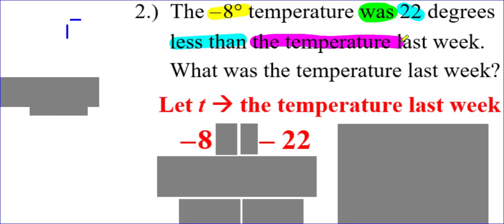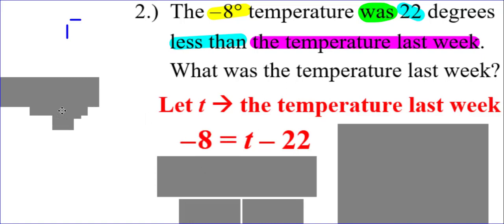Less than the temperature last week. Oh, that's our variable, isn't it? We said our variable was going to represent the temperature last week. So that's what's going to be on the left of the minus. All right, so let's go back to that blank spot that we have between the -8 and the T minus 22. Does that make sense now for the word was to mean the equal sign?